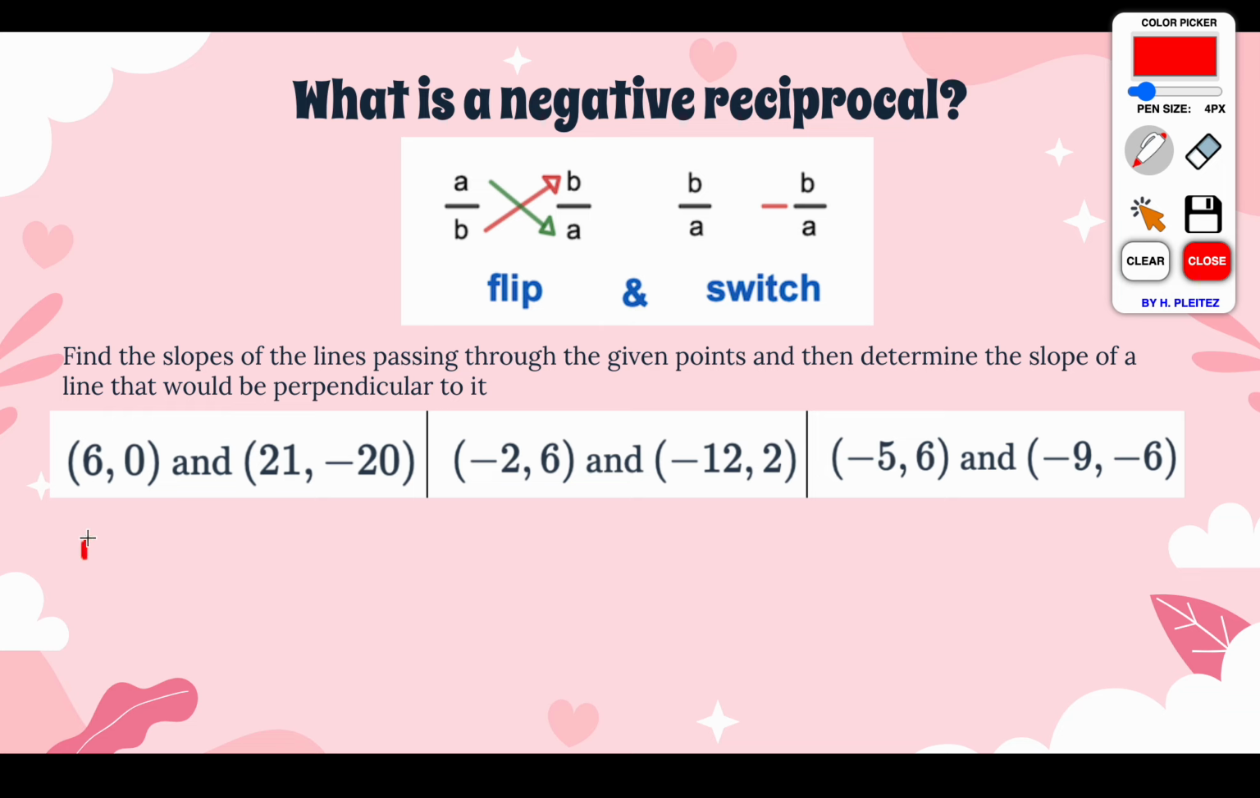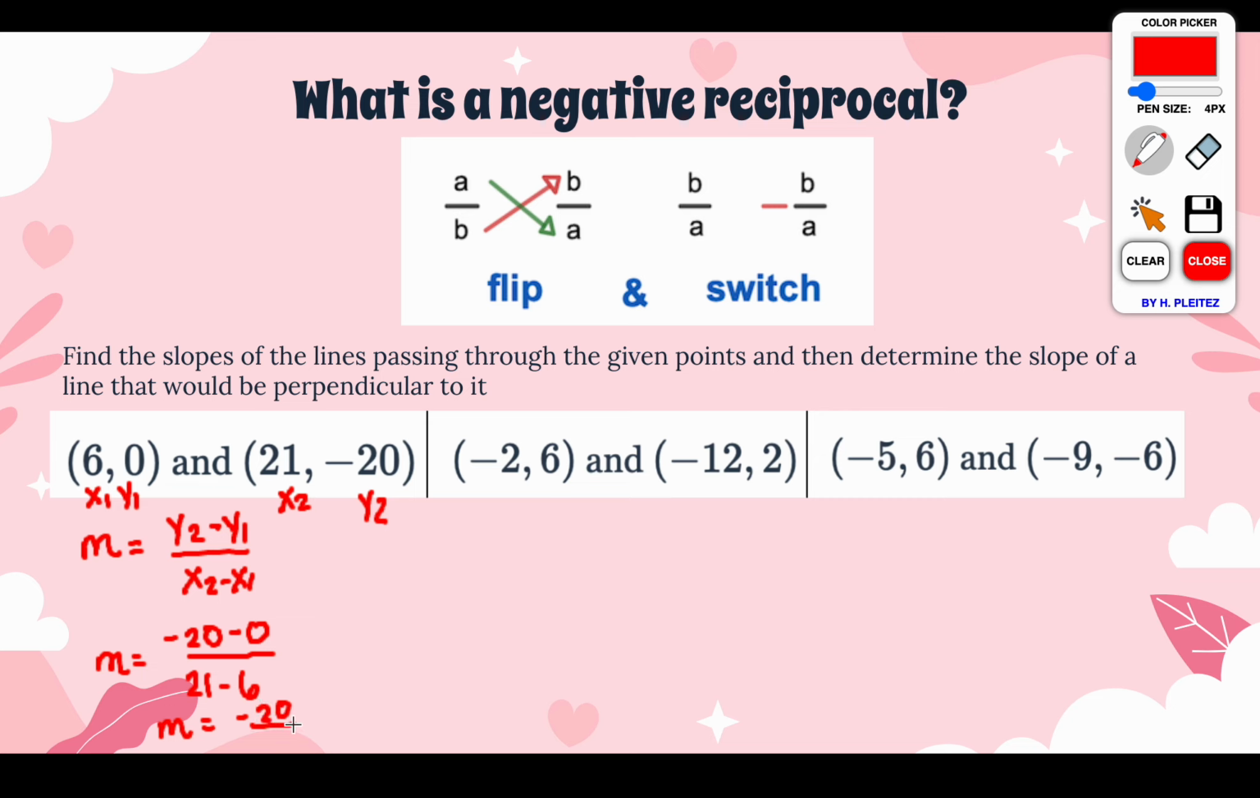So this is a refresher of yesterday as well. That slope is y2 minus y1 over x2 minus x1, and what I like to do is label right away. So x1, y1, x2, y2, and we need to be really mindful of our signs because they will change our answer. So our y2 is negative 20 minus 0, which is our y1, over x2, which is 21, minus 6. And then if we do this, we're going to get negative 20 over 15. So that's our original slope.